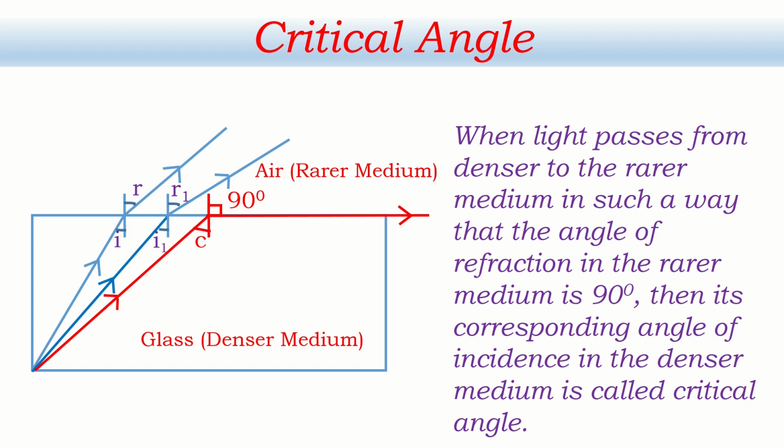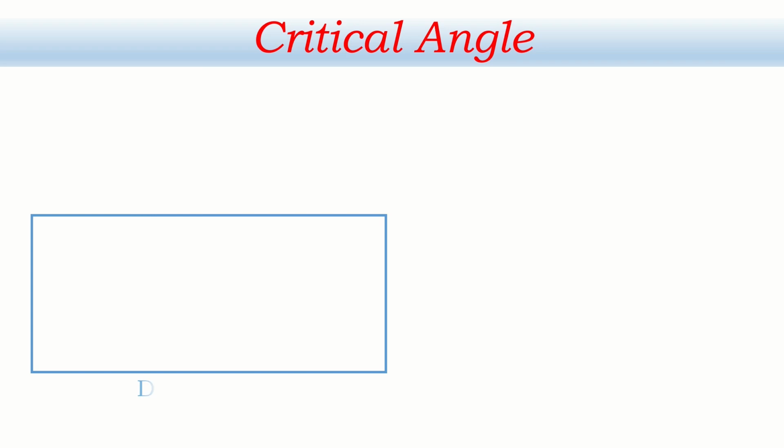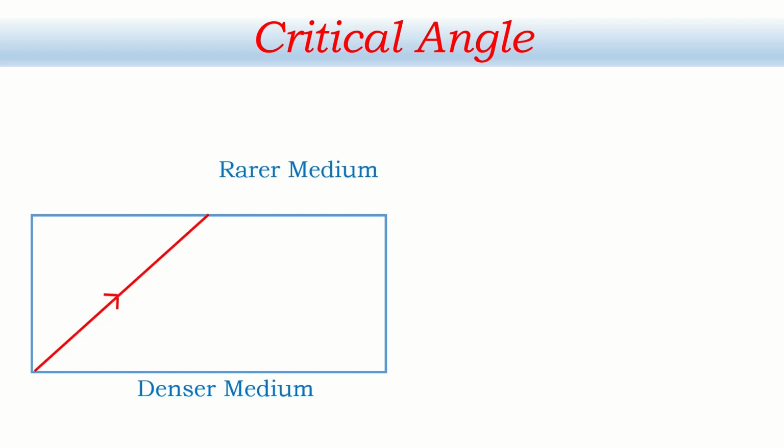Now I want to tell you, if you are told to draw a diagram to represent the critical angle, then we can draw it this way. This is the denser medium, this is the rarer medium. A ray of light traveling from denser to the rarer medium is passing in such a way that it makes an angle of 90 degrees in the rarer medium. Then its corresponding angle of incidence is called the critical angle. This may be the correct representation of the diagram of critical angle. C should be written as critical angle.